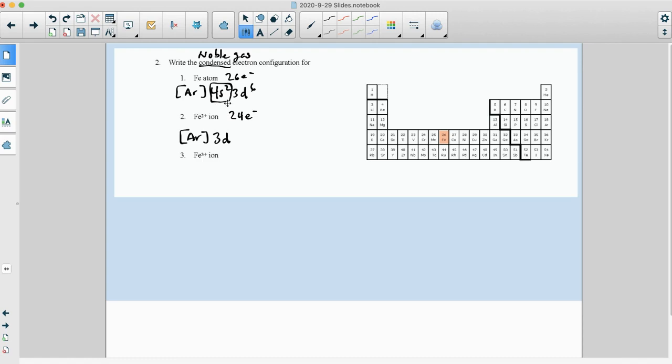So if we remove those 2 valence electrons, all we're left with is 3d6. Okay, so then Fe3+ means that we've lost 3 electrons. We now only have 23 electrons. So now we have argon. We lose the 4s and then 1 from the 3d. And we have 3d5. And if we look at the orbital notation for 3d5, that's 5 unpaired electrons.